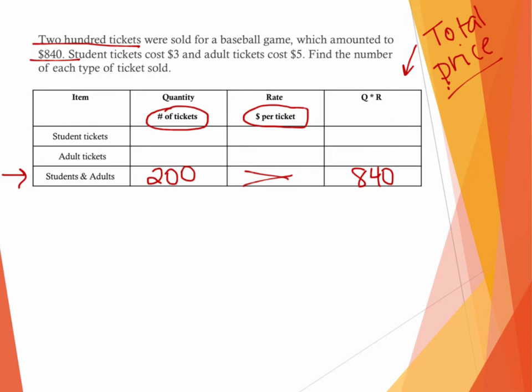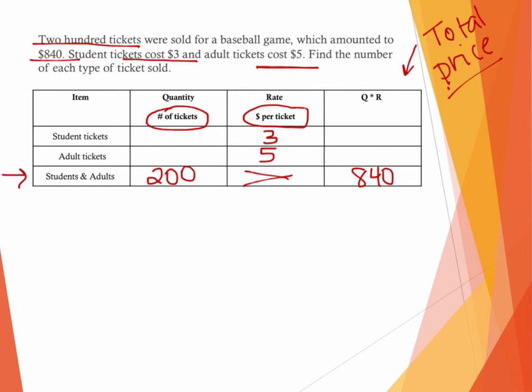We know that student tickets cost $3, so it's $3 per ticket for student tickets. Adult tickets are $5 per ticket. And I need to find the number of each type of ticket sold. So this is all the information that the problem gives us. It's quite a bit of information.